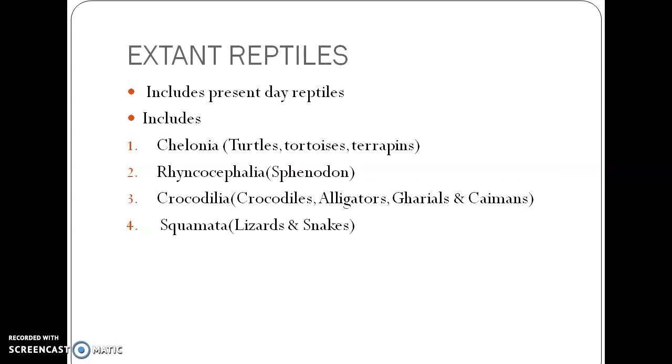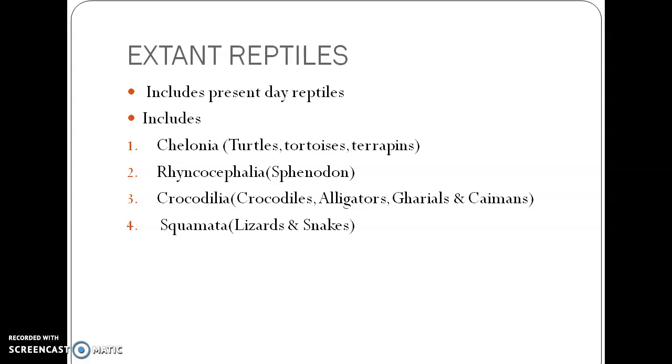Then come the extant reptiles, that means the present day reptiles. As we know, the present day reptiles are highly diverse in nature, so we classify all these present day reptiles into 4 different orders: order Chelonia, including turtles, tortoises, and terrapins; order Rhynchocephalia, including the living fossil called Sphenodon or Tuatara lizard; the order Crocodilia, including crocodiles, alligators, gharials, as well as caimans; and the order Squamata, including lizards as well as snakes.